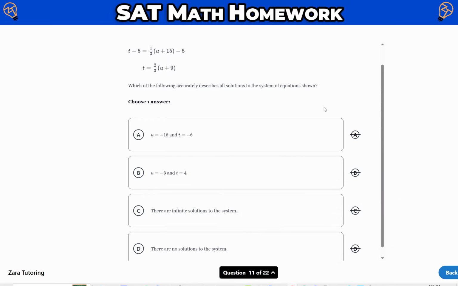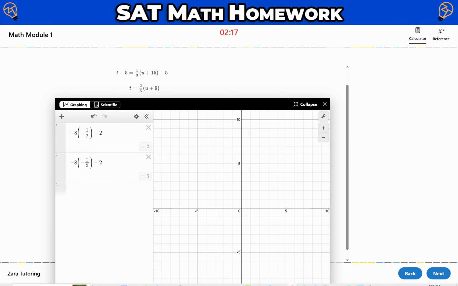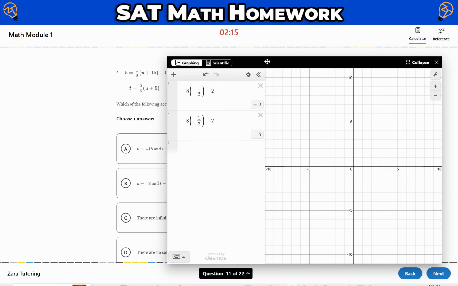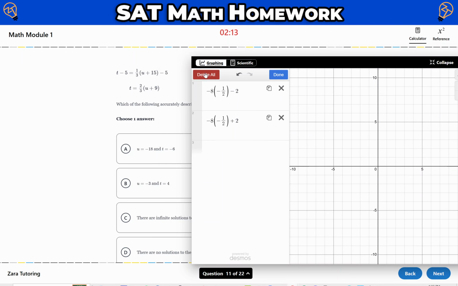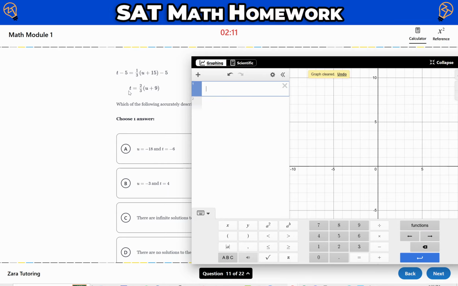So let's go ahead and type this into Desmos and see what happens. Now we can't use t and u. We're going to have to use x and y. So I would use y for the t, because this looks like almost y equals mx plus b on this one, but it doesn't really matter as long as you're consistent. And then we'll have this as our x.